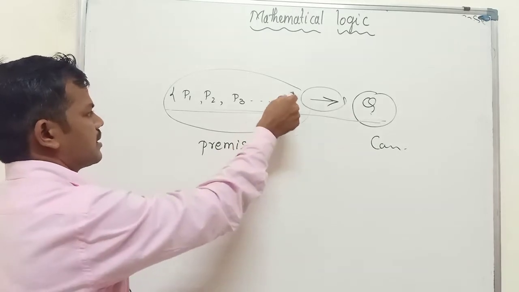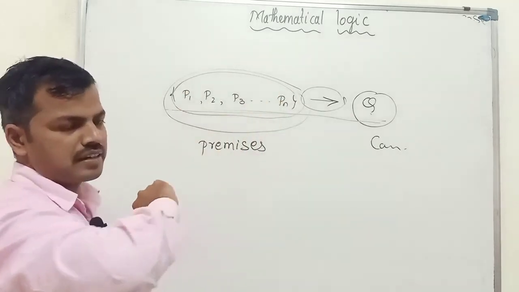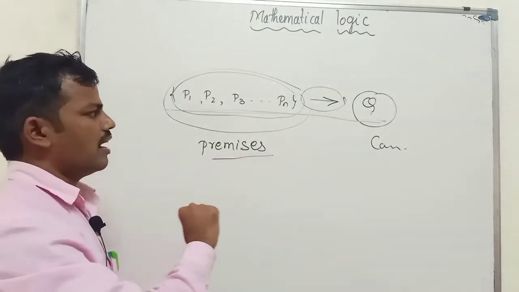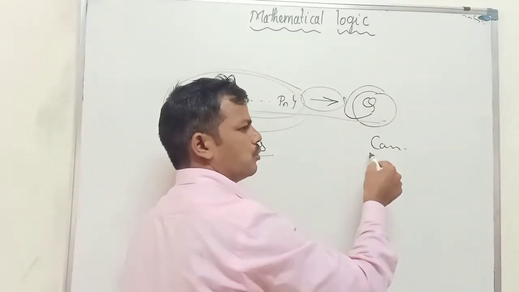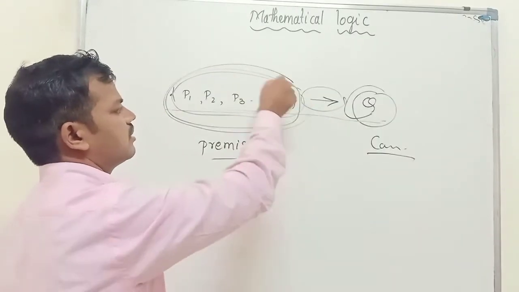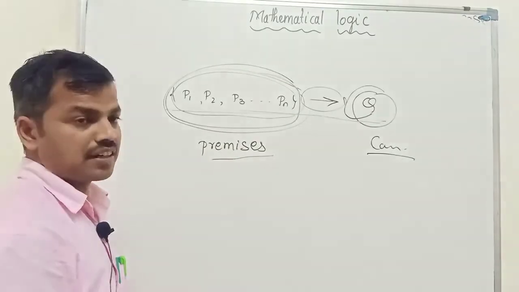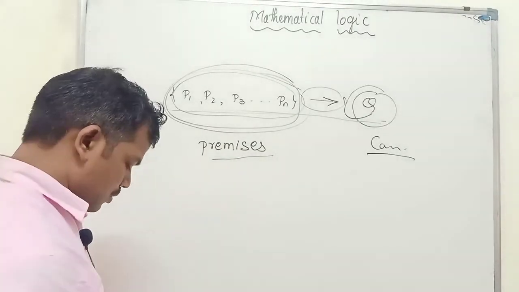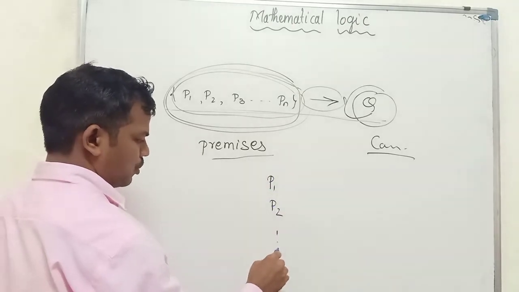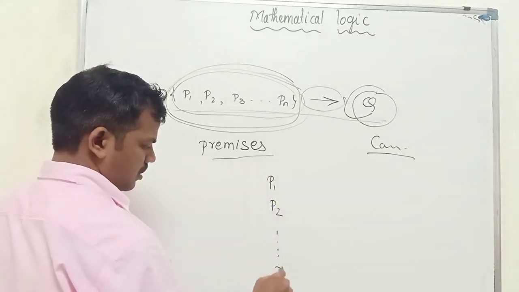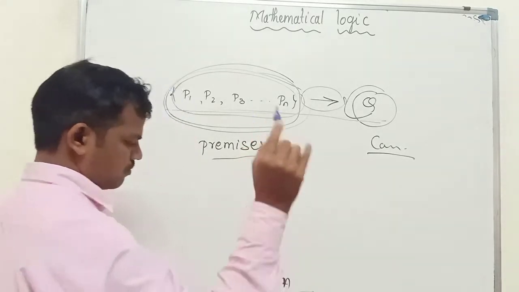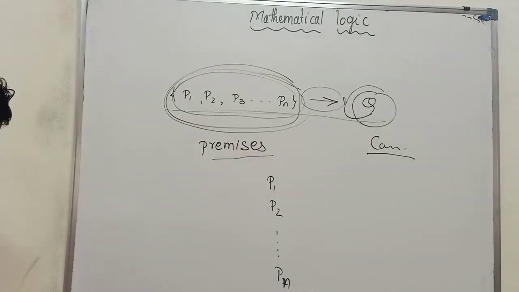In an argument, this set P1, P2, Pn of statements is called the premises. And then Q is called the conclusion of this set of statements. So we write it like this: P1, P2 and so on, a compound statement of a set of statements. For this we have a conclusion, that is Q.